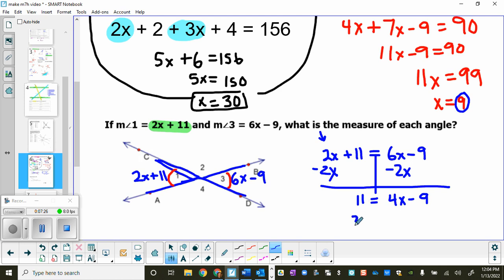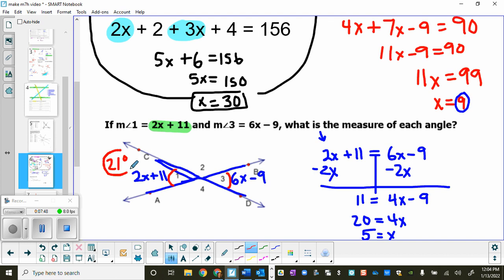11 plus 9 is 20. And then 20 equals 4x. So now we can divide, and we get that x is 5. So if x is 5, let's plug it in over here. So 2 times 5 is 10. Then 10 plus 11 would be 21 degrees.